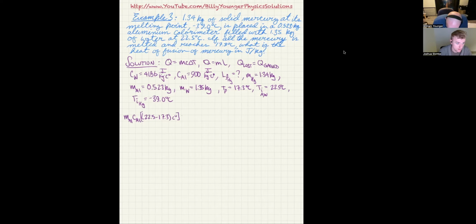Now we also have the water doing the same thing. So the mass of the water times the specific heat of water, and this time the water, of course, is also going from 22.5 to 17.3. So again, I had to put it in that opposite order. And again, I clearly forgot to put the units. So Celsius degree it is, and I'm going to make that into a square bracket. So at least I'm consistent on my mistakes.